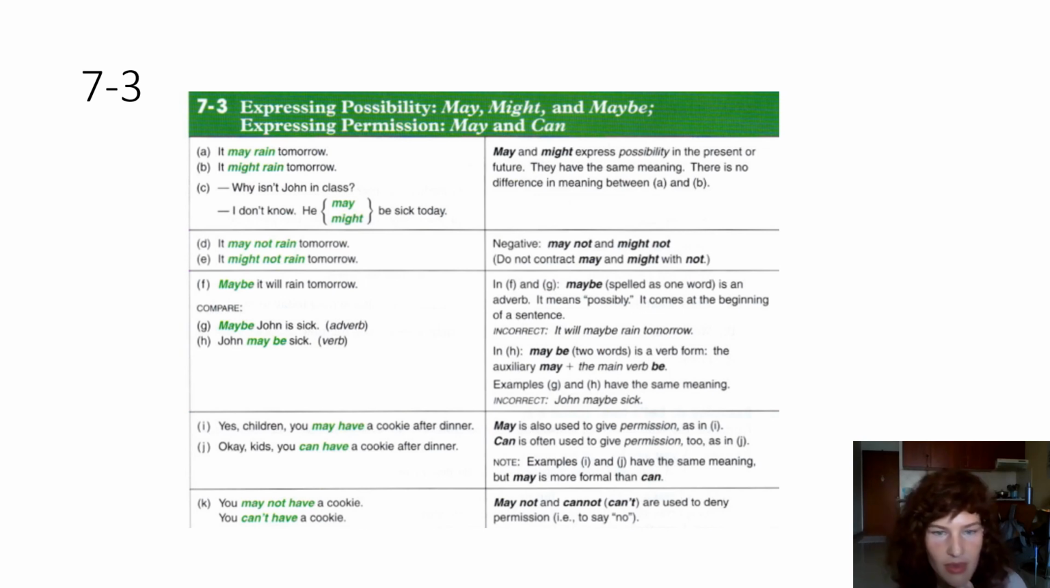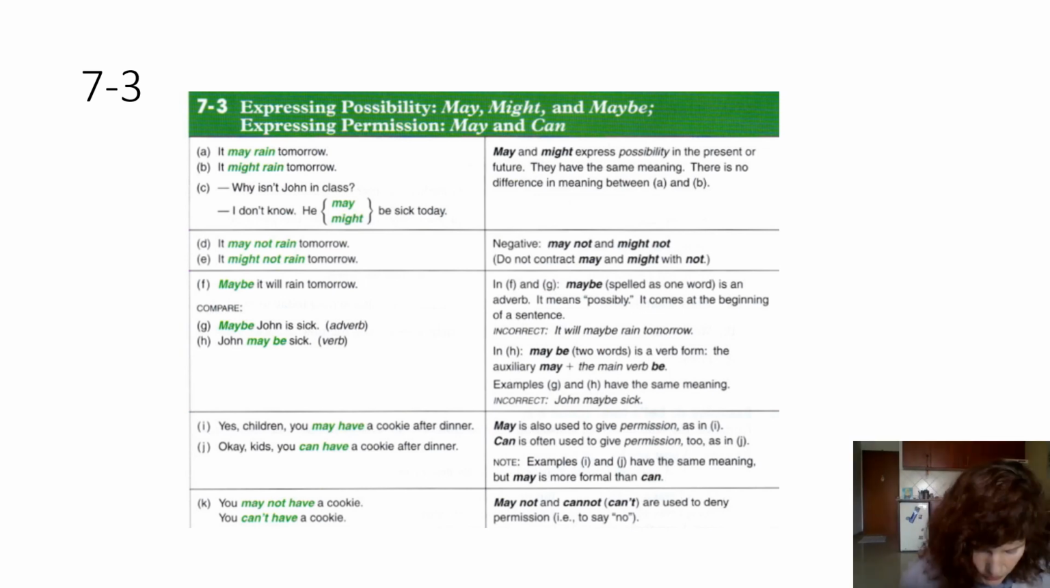Pay attention to that. Okay, so I and J and K are all examples of permission or lack of permission. Okay, so I and J, it says, yes, children, you may have a cookie after dinner, or you can have a cookie after dinner. It's the same meaning, right? It means they have permission to have a cookie after dinner, okay? Or denying permission. You may not have a cookie, or you can't have a cookie, all right? So let's take a look here. Let's do exercise 10 together.